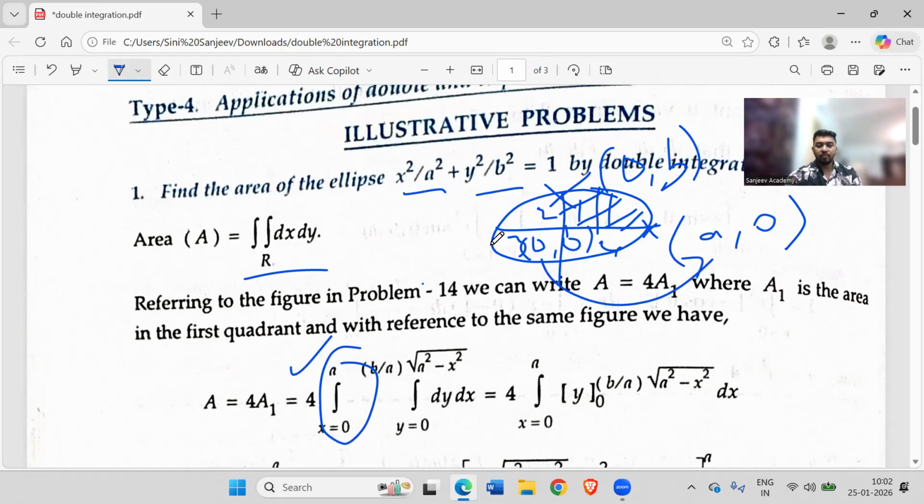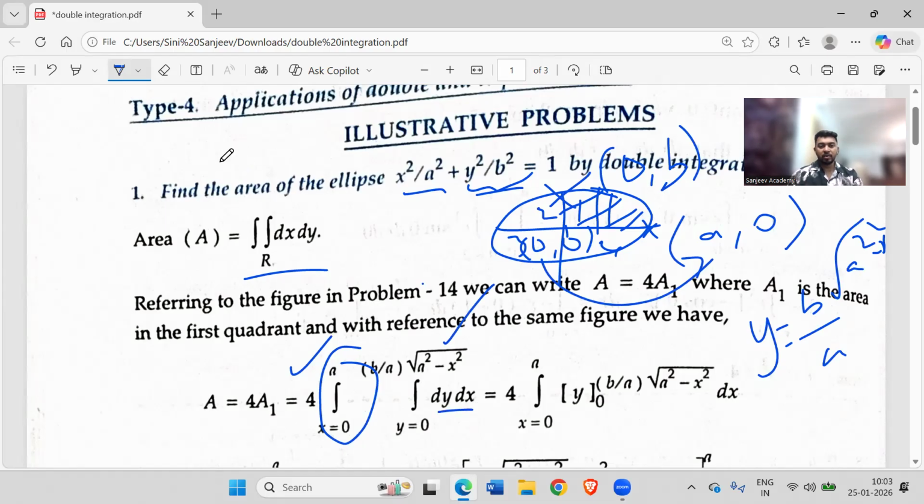X is easy. Y we'll get from this equation only. Y is nothing but b by a root of a square minus x square, which is nothing but the ellipse. That same thing is put here. So y varies from 0 to this, dy dx. Whichever I am putting the limit first, y, I have to integrate with respect to that.